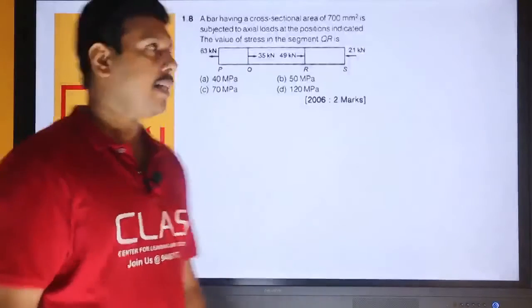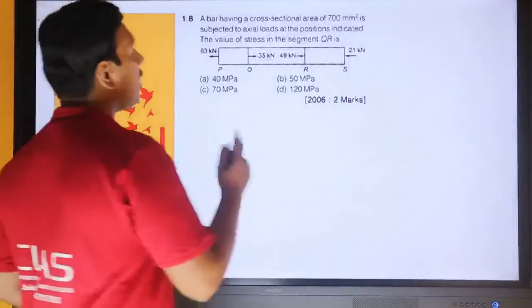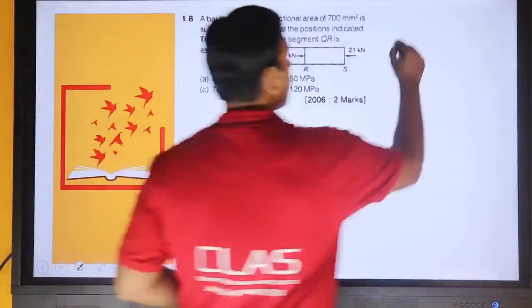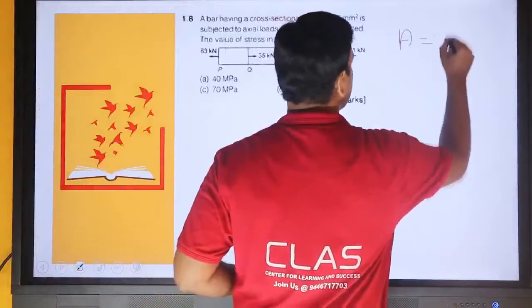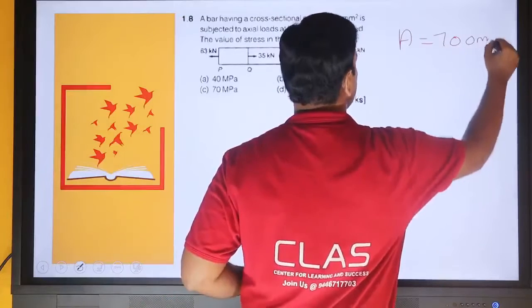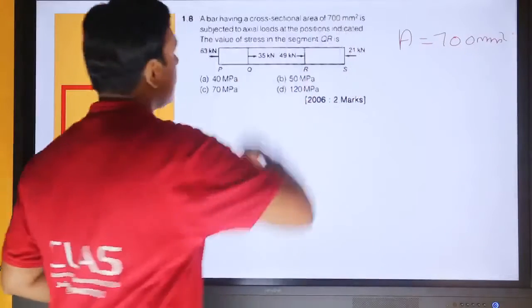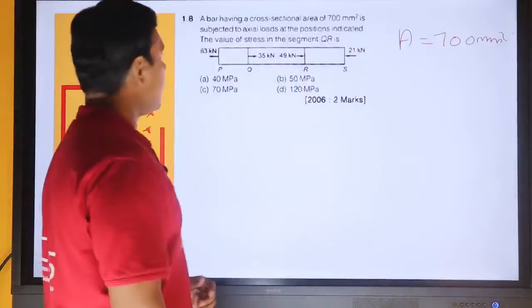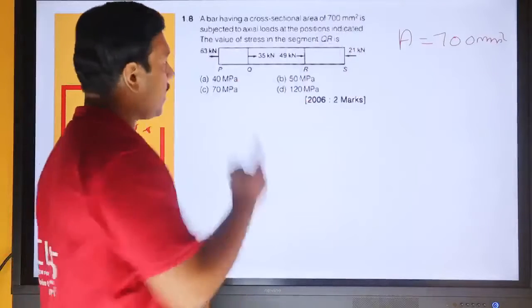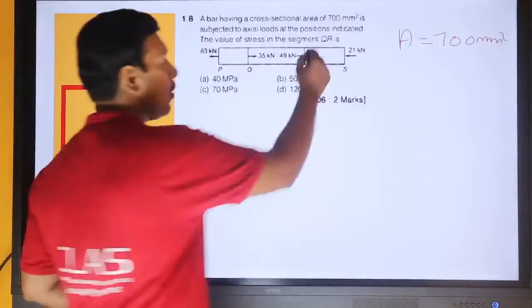Question number 1.8. A bar having a cross-sectional area A equal to 700 mm square is subjected to an axial load at the position indicated. We need to find out the value of stress in the segment QR.